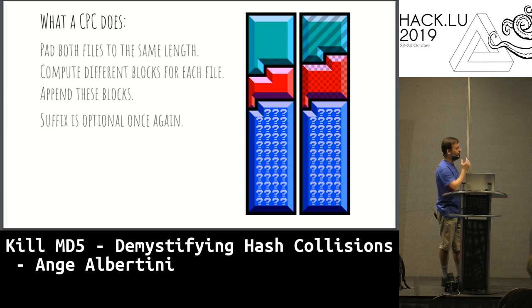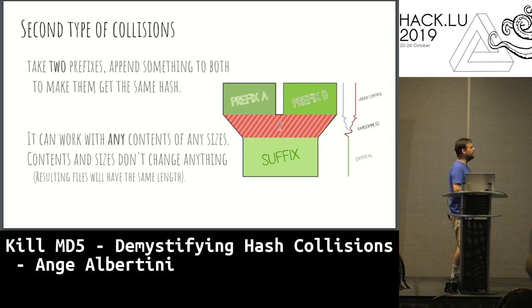But this attack is, of course, more computationally intensive than the other. So the second type of collision just takes two prefixes, then you append something to both to get the same hash. Here it can work with any file. In practice, there is such an attack for MD5, so you can take any pair of files in the world, and after a few hours of computation, get some content to append so that the two contents get the same hash. And again, there's no shortcut on the size or the content of the prefix.